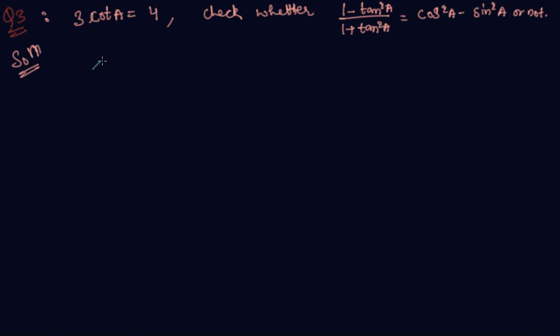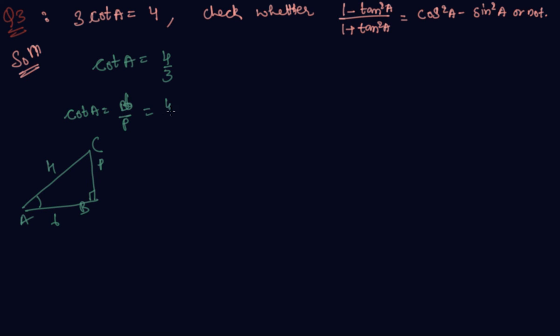So let me proceed with the question. Then cot A will be 4 by 3, and as you all know, the formula of cot A is base by perpendicular. So I am drawing here a diagram where it is angle A, B, C. This is our base, this is perpendicular, and this is hypotenuse. So base comes out to be 4k, and perpendicular comes out to be 3k.